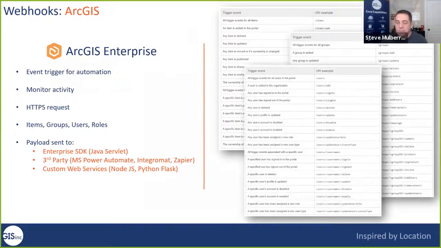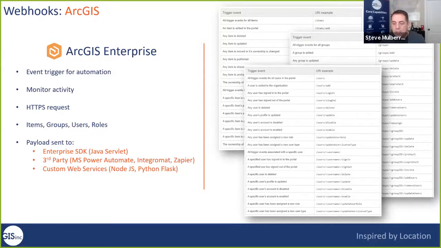So things like when items are added or users are added or permissions change or things are deleted or someone gets shared information, all that stuff is being monitored. Well, I can actually grab that data through a webhook and then do things with it. Now, when you configure Enterprise to a webhook, Enterprise creates this payload, and this payload has several pieces of information attached to it.